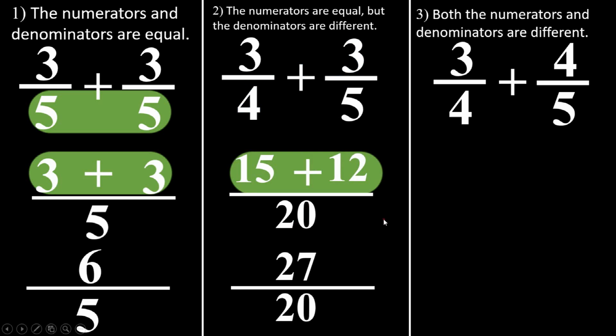Part 3, different denominators and numerators. Finally, what if both the numerators and denominators are completely different? We use the exact same cross-multiplication method.